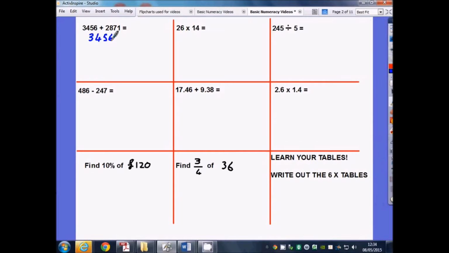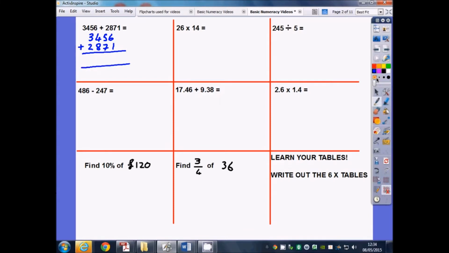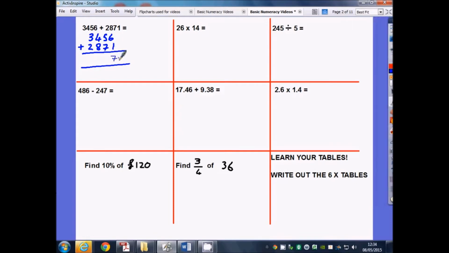So 3,456 plus 2,871. So once I've done that, I'm now going to start to answer it. So we always start at the right, don't we? So 6 plus 1 is 7. 5 plus 7 is 12. So the 2 goes there, and we carry the 1.